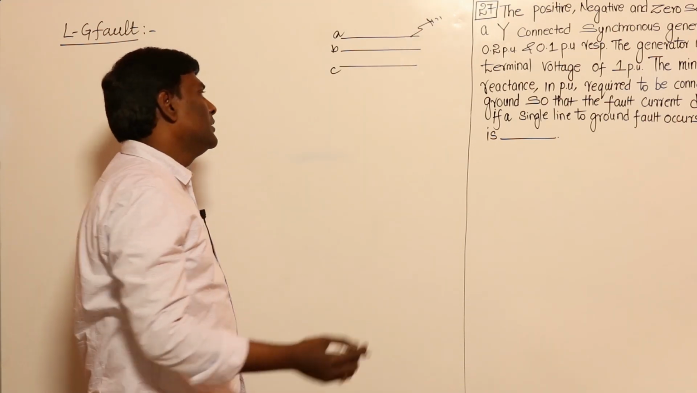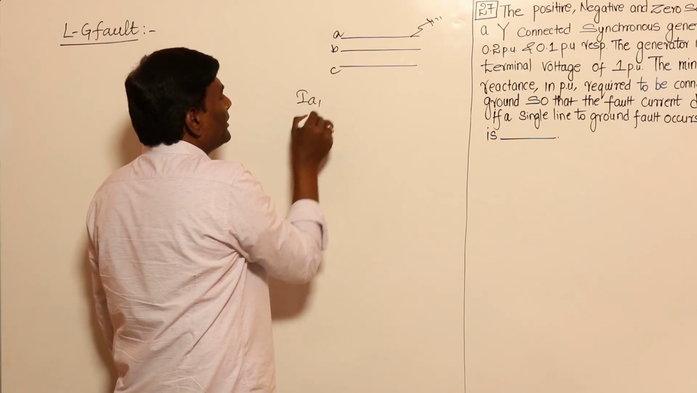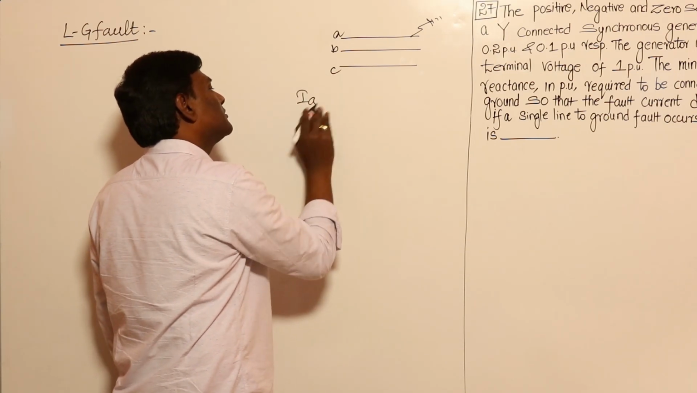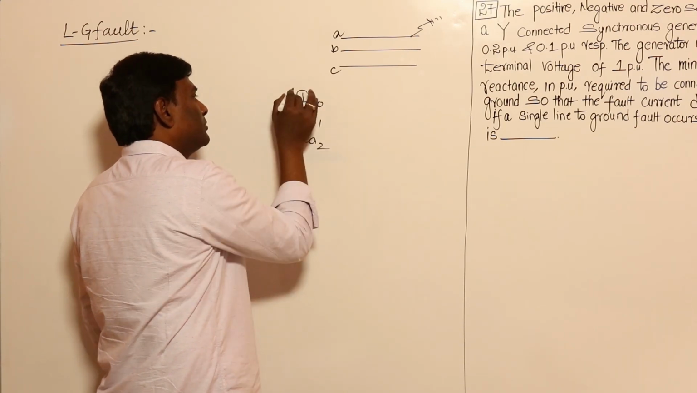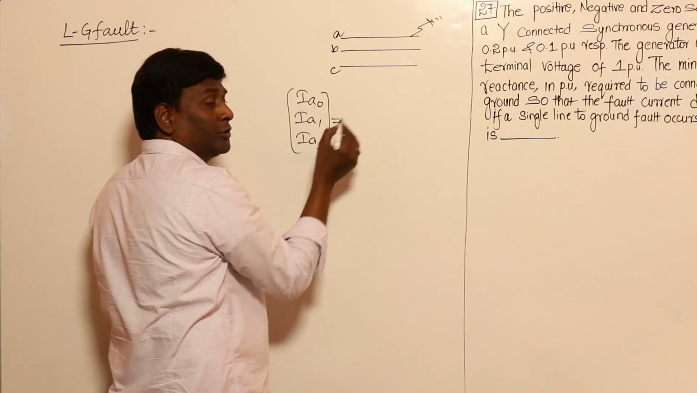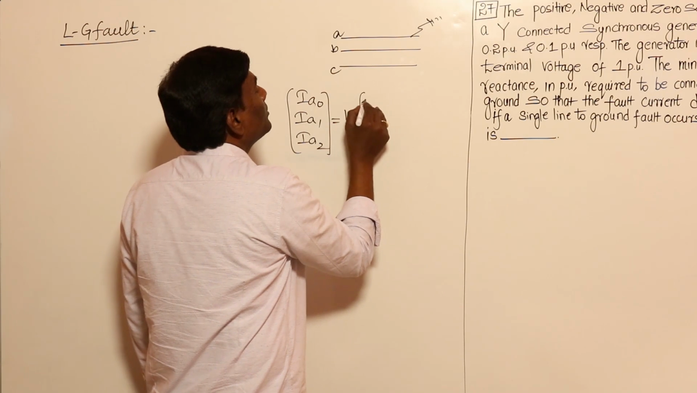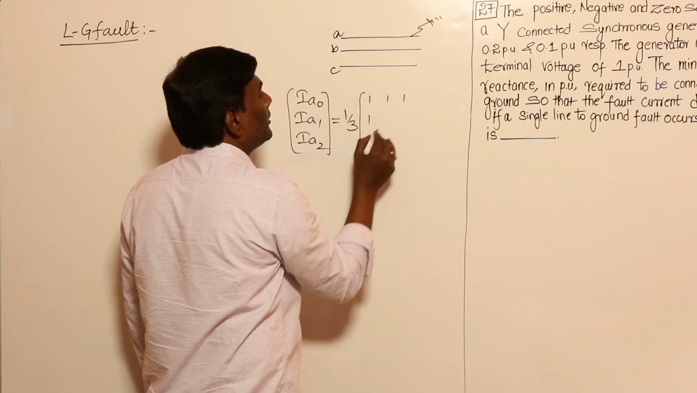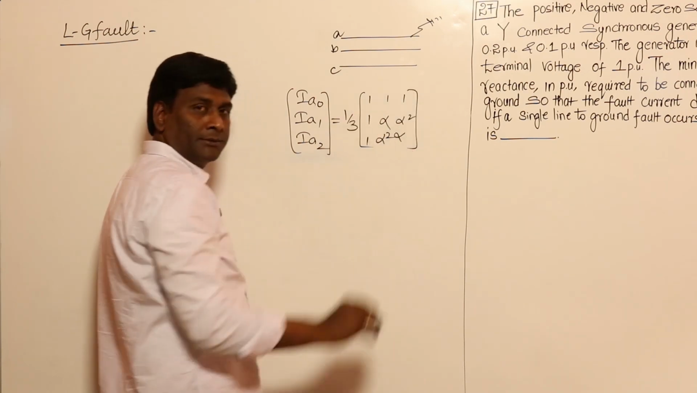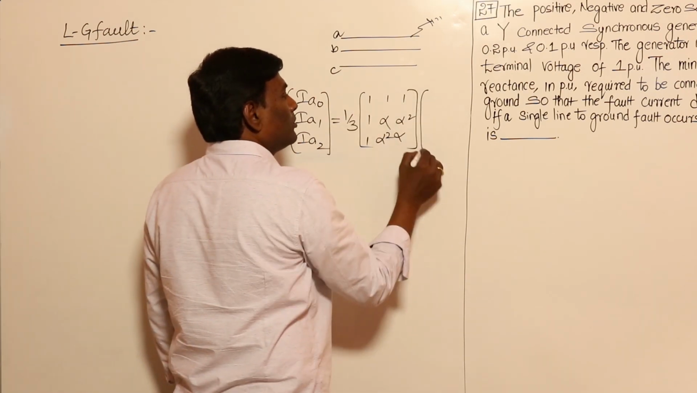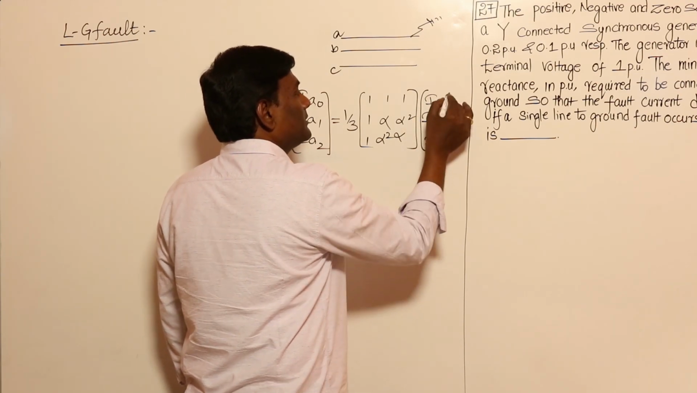In an LG fault, if we derive IA0, IA1, IA2, it is going to be 1/3 times A inverse, that is the matrix 1 1 1, 1 alpha alpha square, 1 alpha square alpha. About this we already discussed. Into IA, IB, IC.